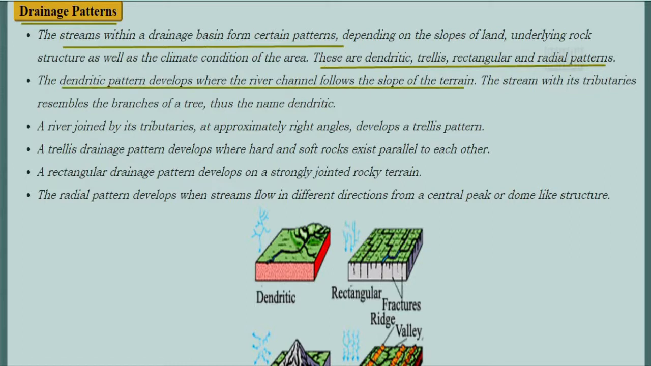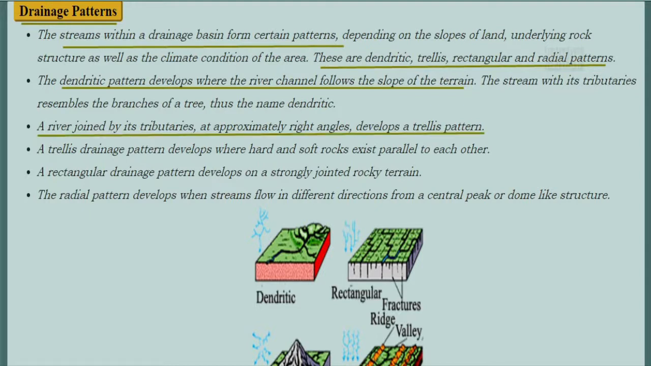Dendritic pattern develops when the river channel follows the slope of the terrain. The stream along with its tributaries resembles the branches of a tree. That's why the name is given dendritic. So you know brain cells, right? Neurons. So they have dendrites. So that is why they look like branches of a tree. So here also, same way, dendritic.